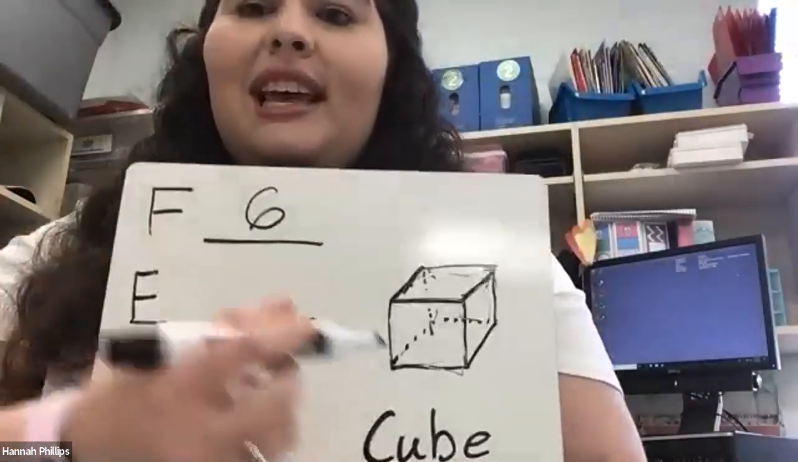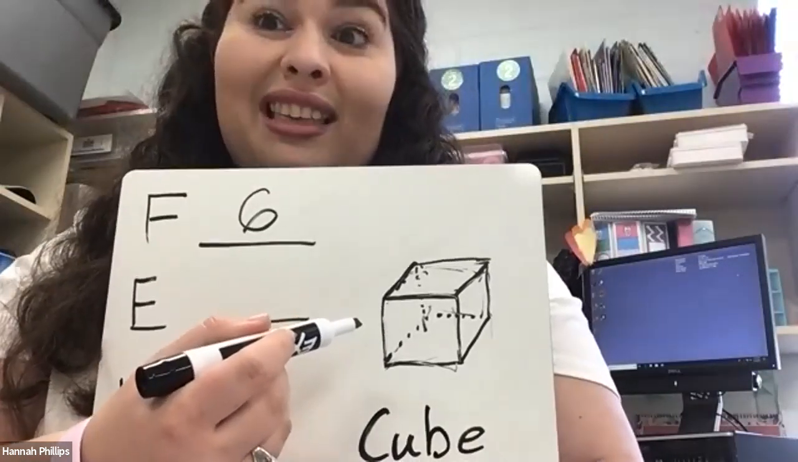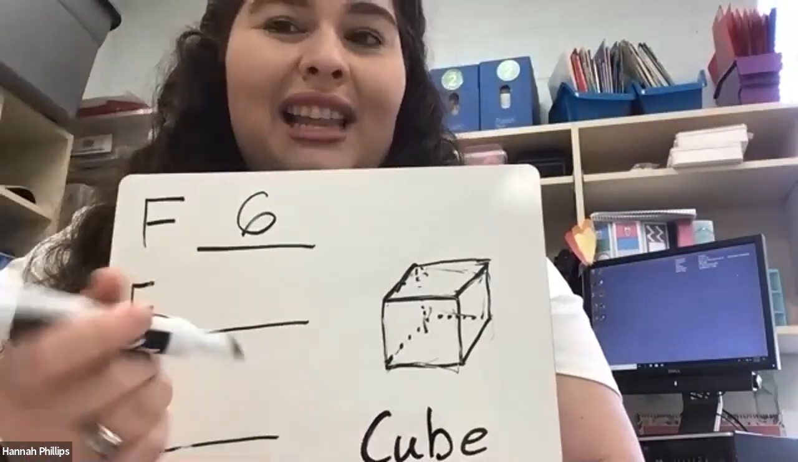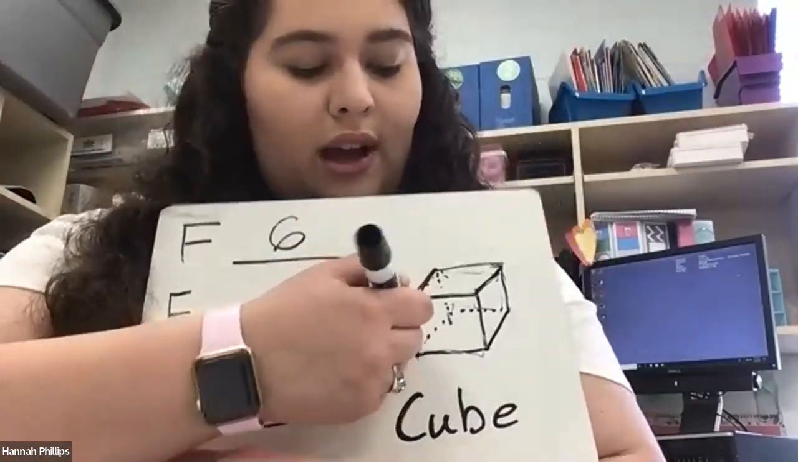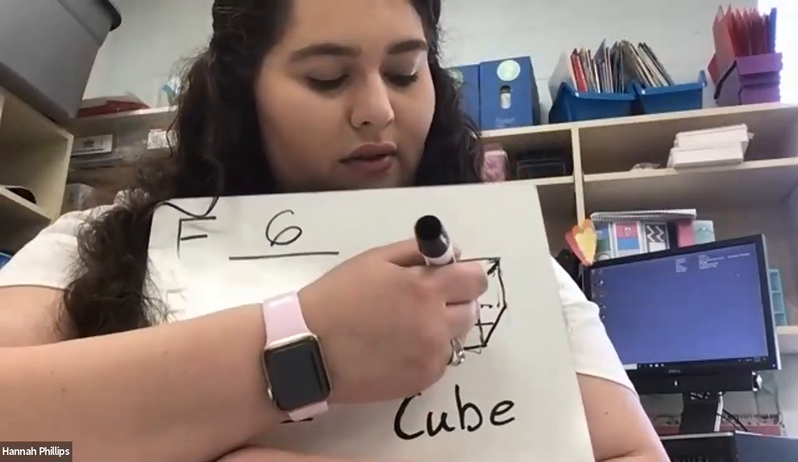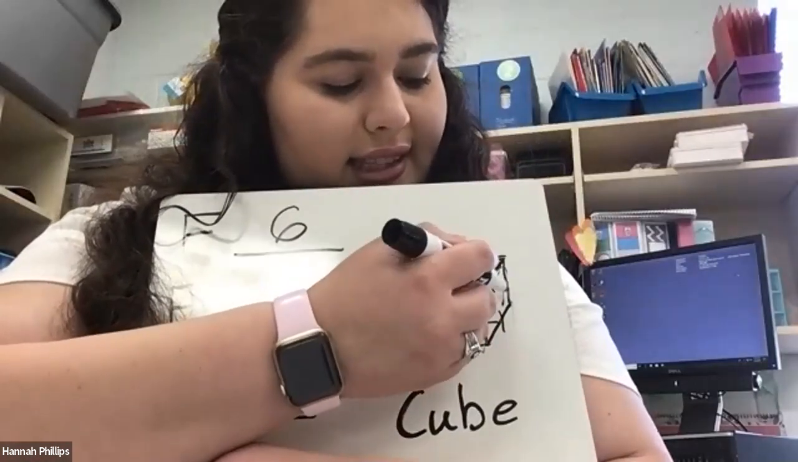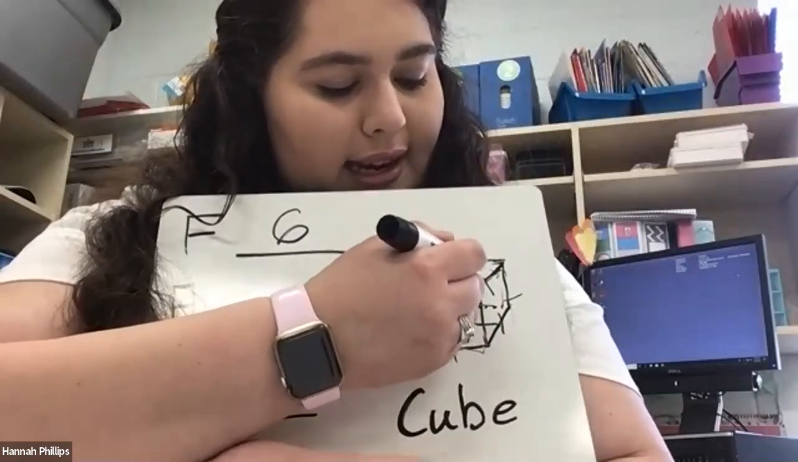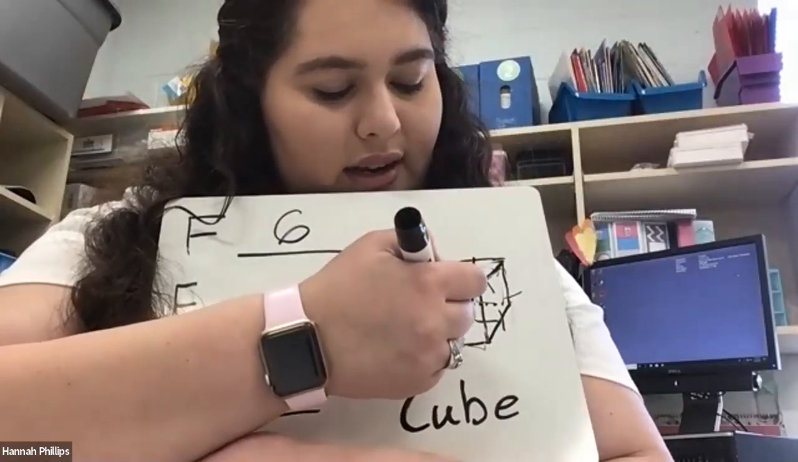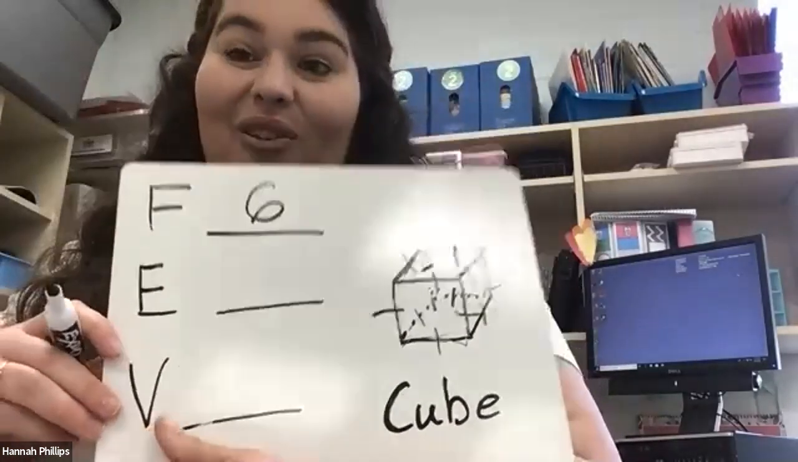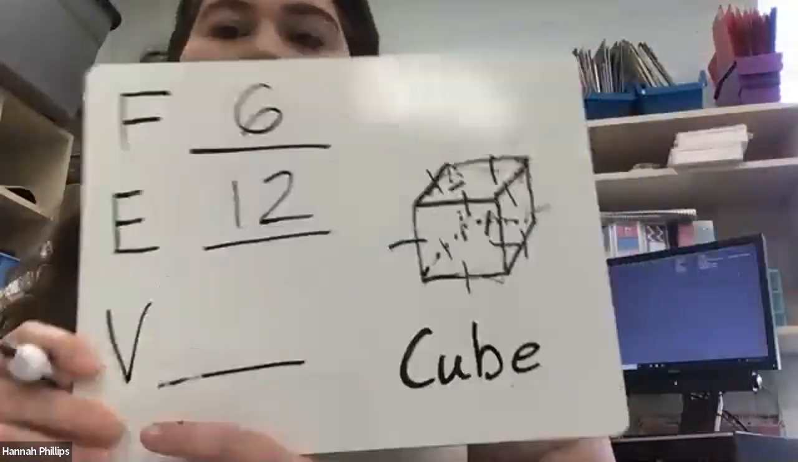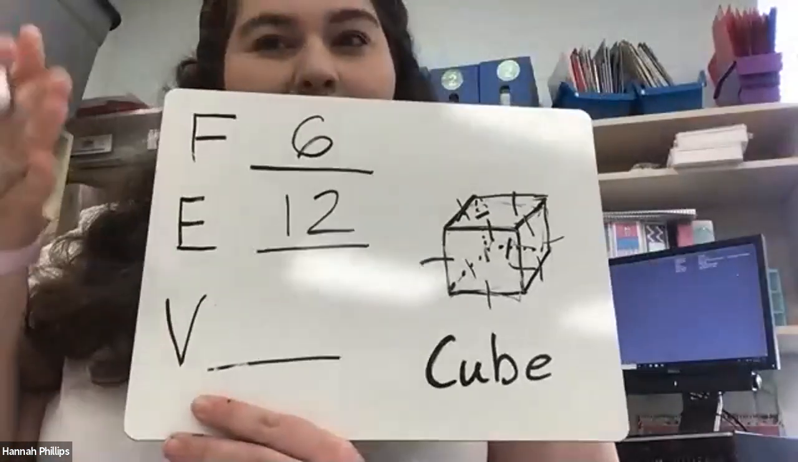Now, when you're counting edges, remember, an edge is a place where 2 lines meet together, okay? To label an edge, I like to draw a little line through it just so I know I've labeled it. Let's go ahead and count our edges. 1, 2, 3, 4, 5, 6, 7, 8, 9, 10, 11, 12. A cube has 12 edges, okay? Remember, an edge is any place that 2 lines meet together to form a corner-ish.